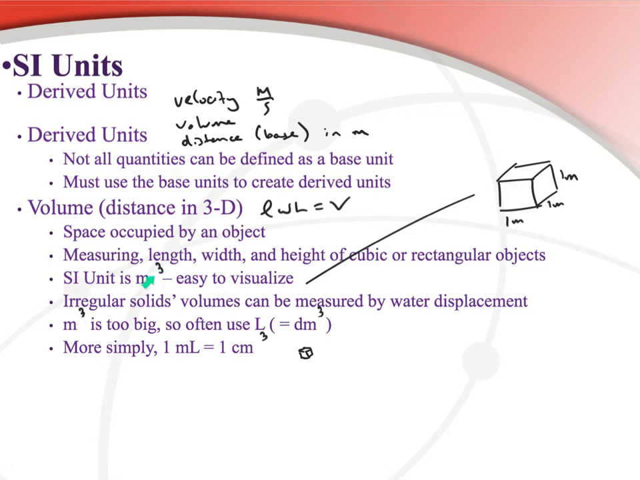The SI unit is meters cubed, which is easy to visualize. If you take a meter stick, and by the way, 1 meter is approximately 39 inches, imagine a box that's a little over 3 feet tall, 3 feet long, and 3 feet deep. That would be the base unit for volume in the metric system.